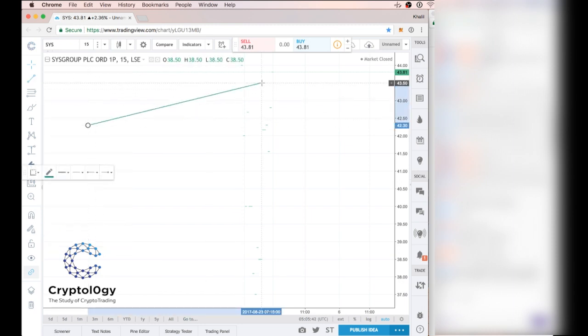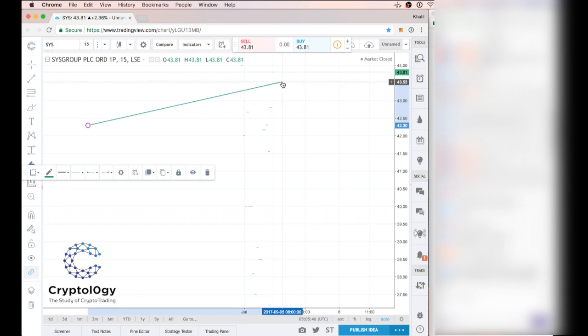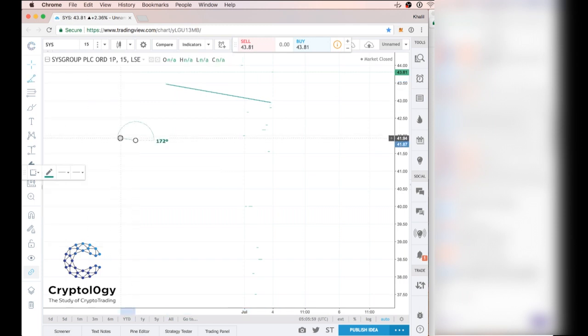Trend line just draws a line whichever way you want. You can move it up and down. I use this pretty much most of the time. We also have a trend angle. I never use it. If you want to measure the angle of a trend, I never really use this ever.